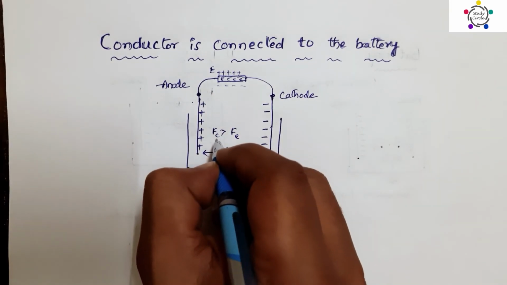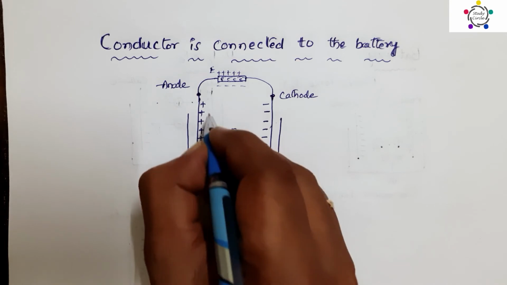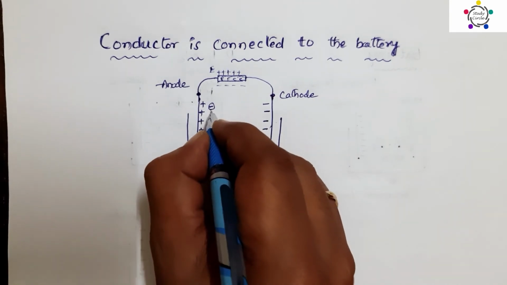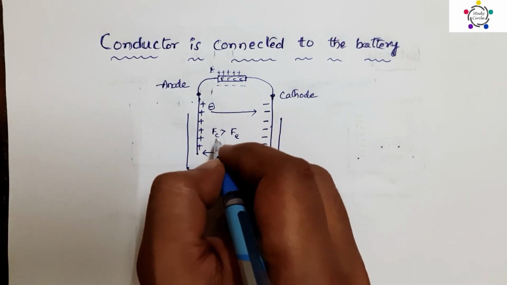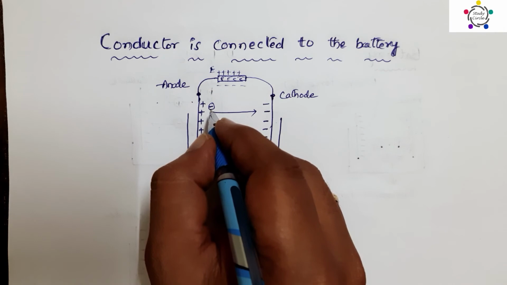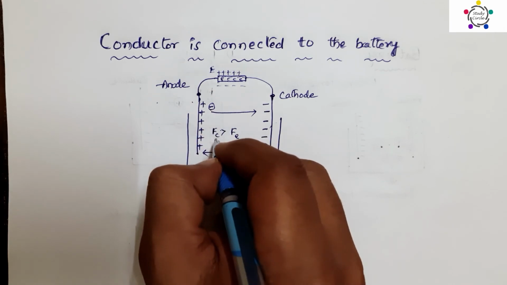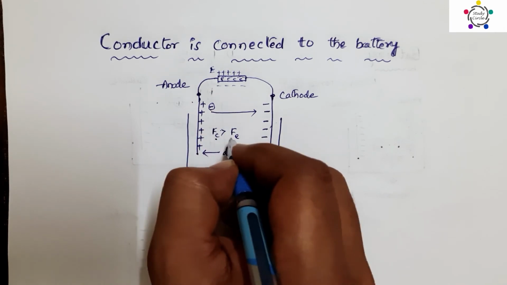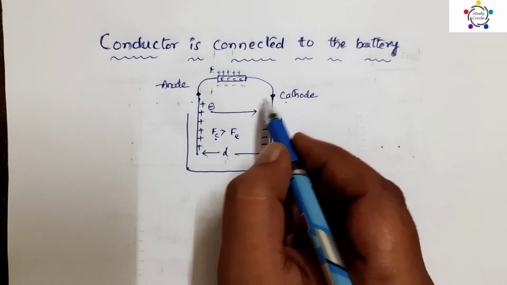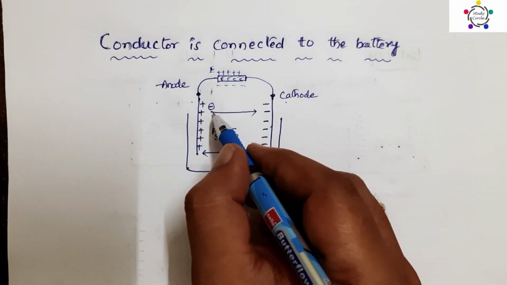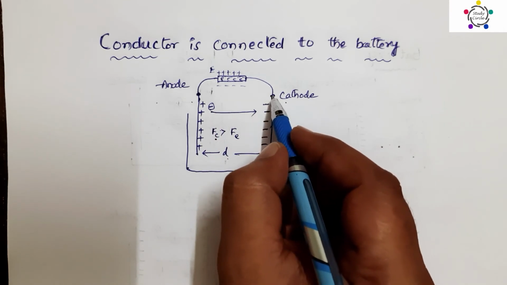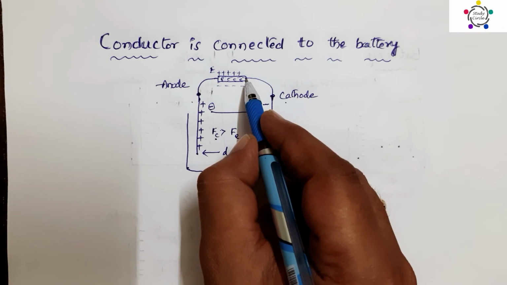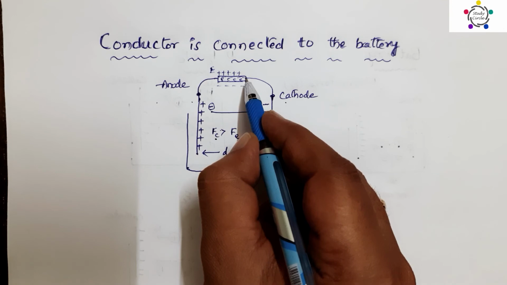So this chemical force tries to pull the negative ion from the positive electrode to the negative electrode, because the force acting on the negative charge is the chemical force. That chemical force is stronger than the electric force, but due to the stronger repulsion between the same ions, the cathode again pushes one electron into the conductor.